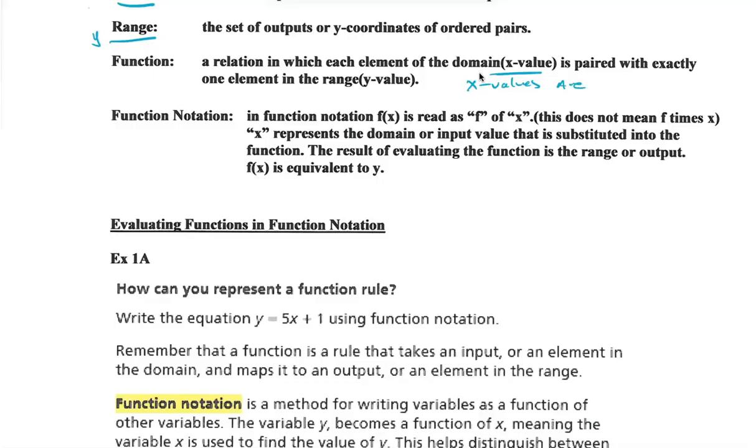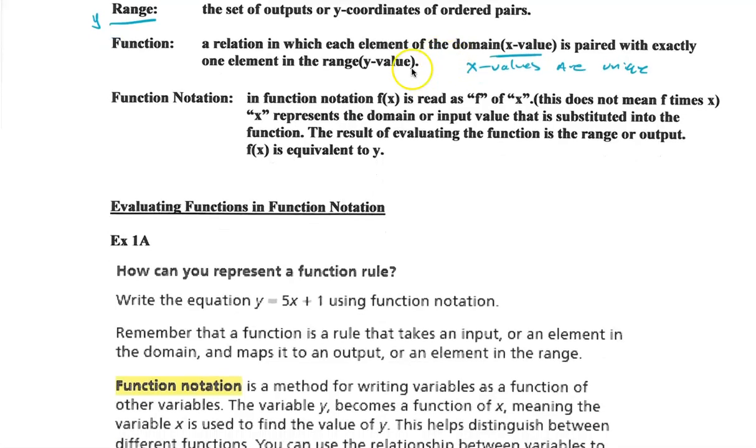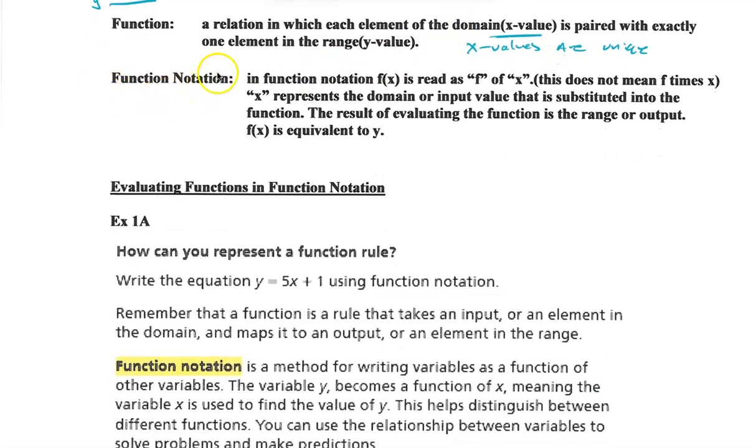That's what we consider a function. Here's a new notation: function notation. So when it's a function, how do we write it? In function notation, f of x is read as f of x. So if you see this notation there, we read that as f of x. Very important: this does not mean f times x. This is f of x.